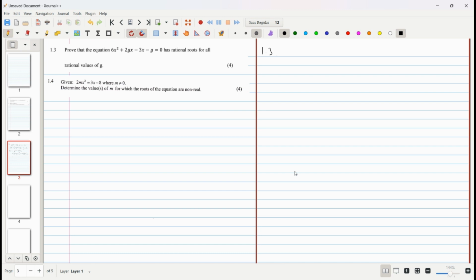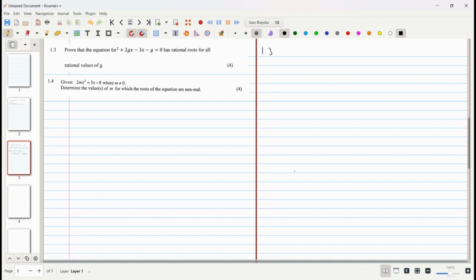In this session, we'll be looking at the nature of roots. Okay, so if we can see the question that we're given here, the first one is 1.3. For 1.3, they want us to prove that this equation has rational roots for all rational values. So let's copy the equation here.